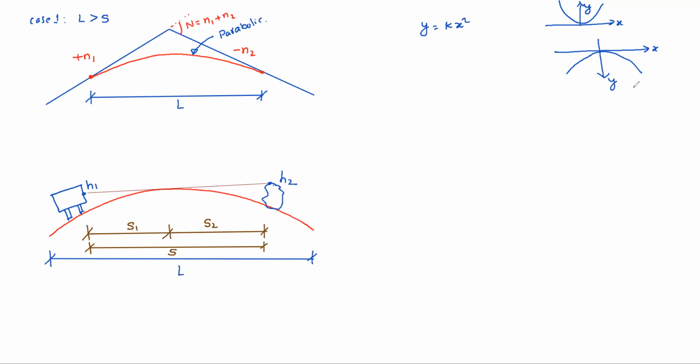Now dy by dx is what? Slope. Dy by dx equal to 2kx. Okay, so actually at center of the road, at x equal to L by 2, okay, that means midpoint, dy by dx equal to n by 2.